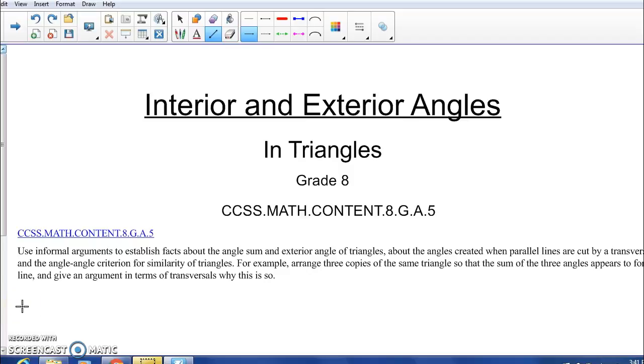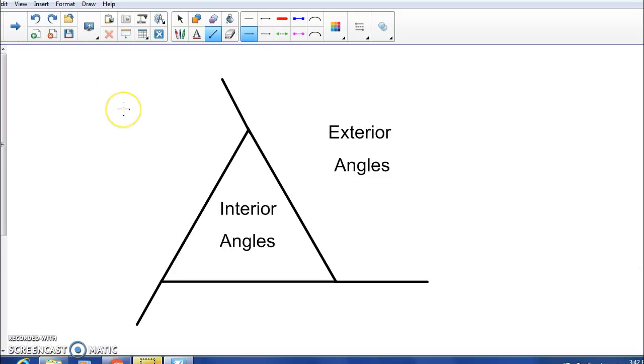This video is about interior and exterior angles in triangles. It's made for about an 8th grade level. First, let's talk about what each type of angle is.